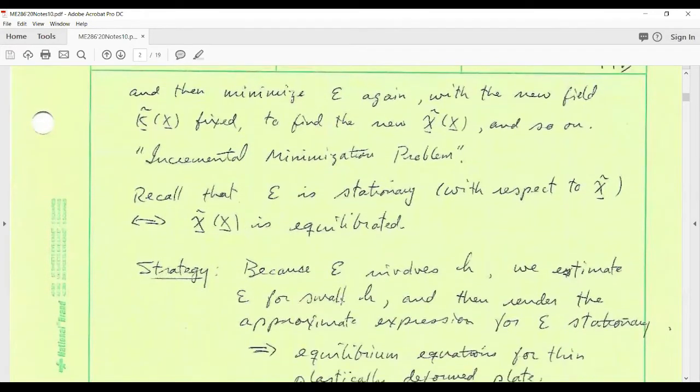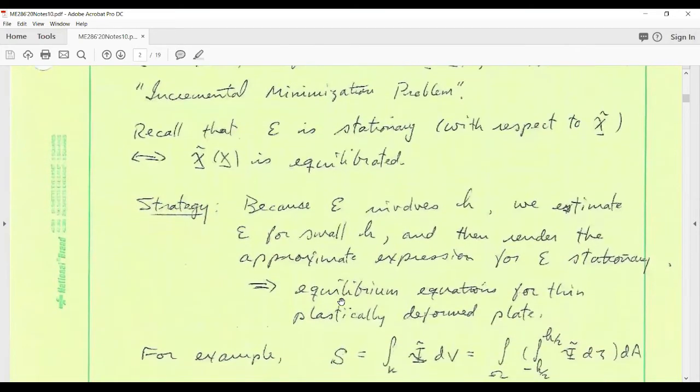satisfies equilibrium. And again, the motivation behind this is that the potential energy, being a global quantity involving an integration over the entire domain, involves the thickness explicitly. And so we could estimate the potential energy for small thickness, get an approximate expression for the potential energy, and then render that stationary to get the equilibrium equations for the thin plate that we're looking for. Is that more or less clear what the objective is? Okay.